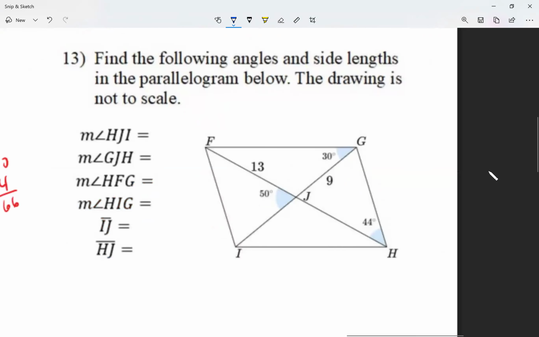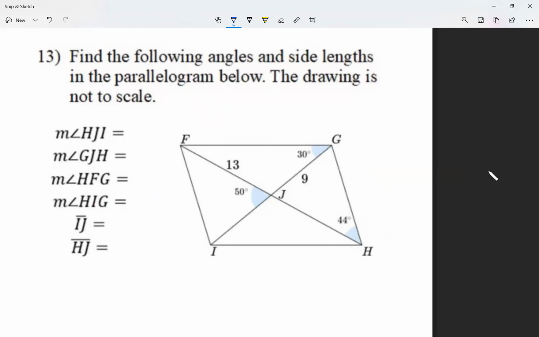Let's try this again. Let's take a look at question number 13. To begin with, in these numbers 13 and 9, I don't see a degree symbol. Those are measurements of sides, so those are not angles, okay? I didn't deal with sides in number 12, but here I'm going to be dealing with sides.